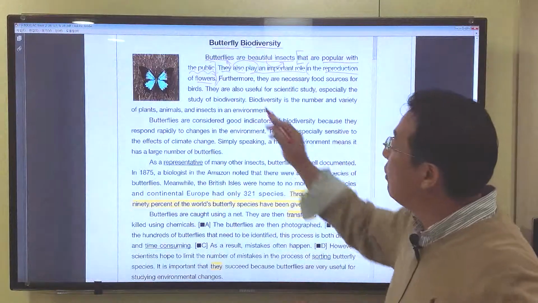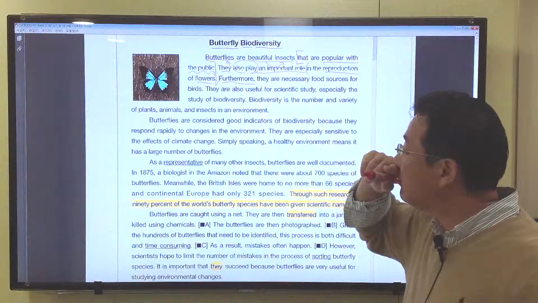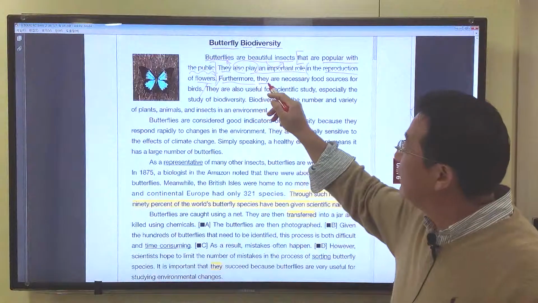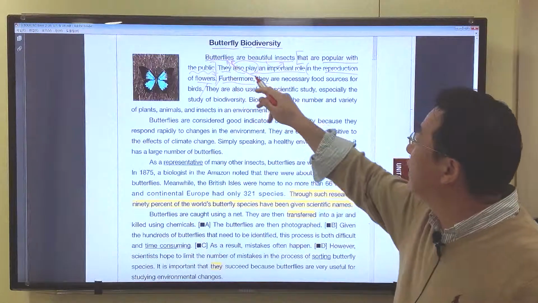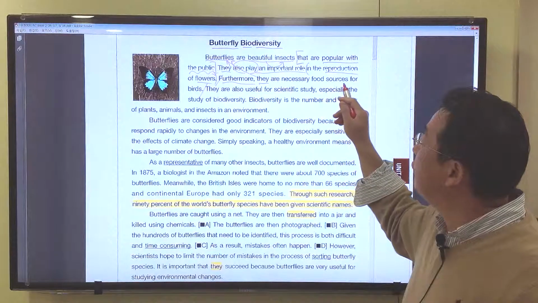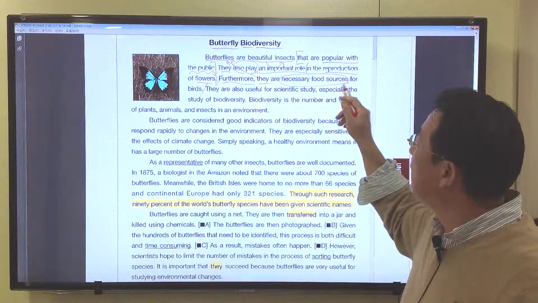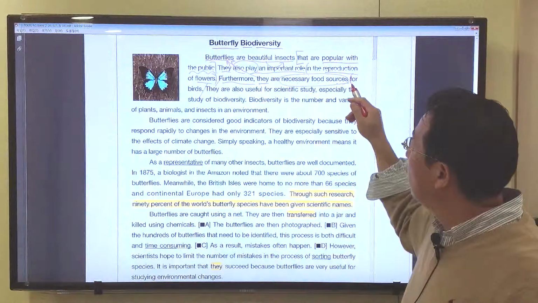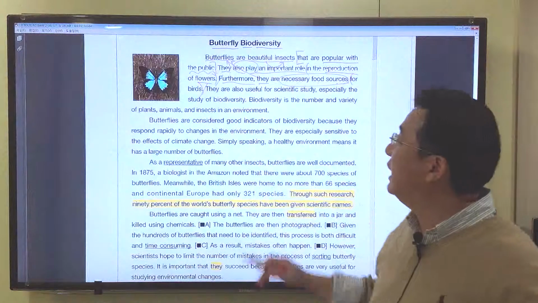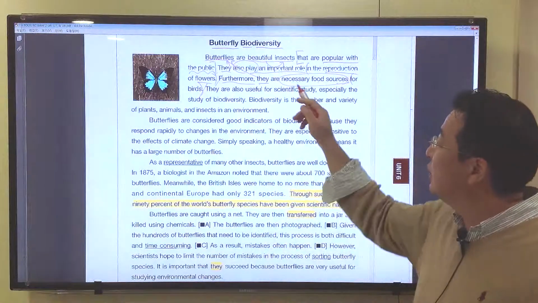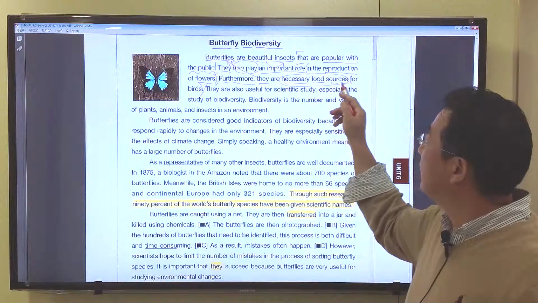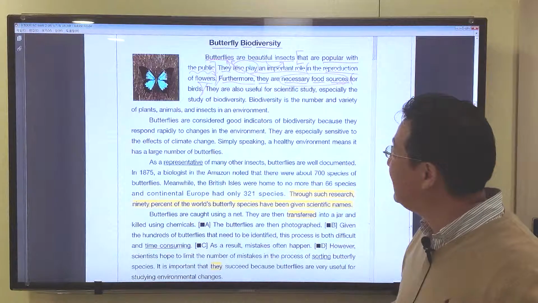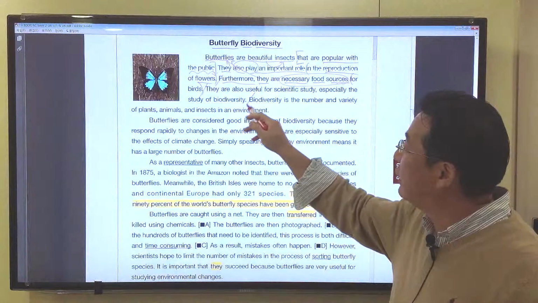그죠? Furthermore, 거기에 더해서 they are necessary food sources for birds. Who are they? They are butterflies. 그죠? 나비들은 are necessary food sources. 무슨 말입니까? 아주 필요한 음식 자원들이랍니다. 뭐에게? For birds. 새들에게 necessary food sources. 아주 필요한 음식 자원들이랍니다. They are also useful for scientific study, especially the study of biodiversity.